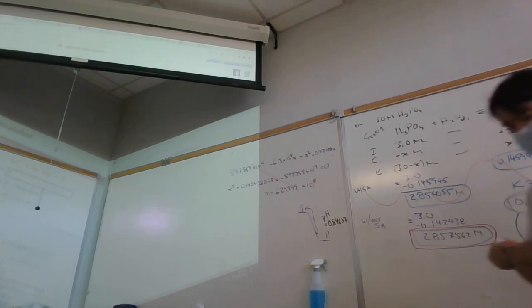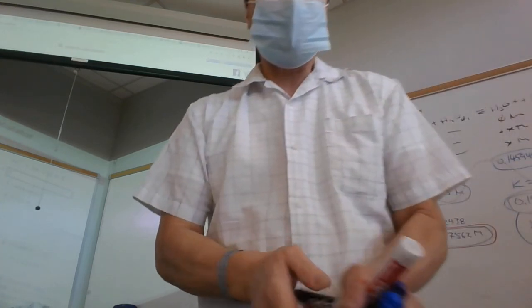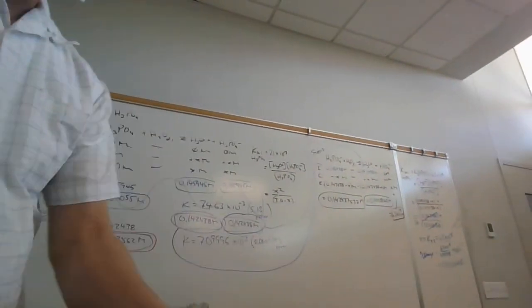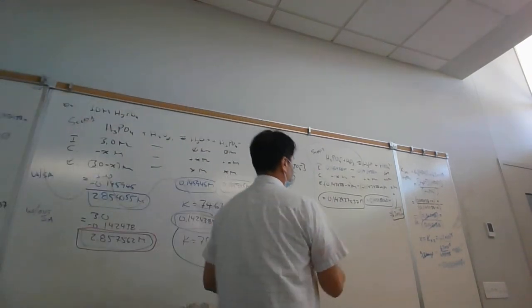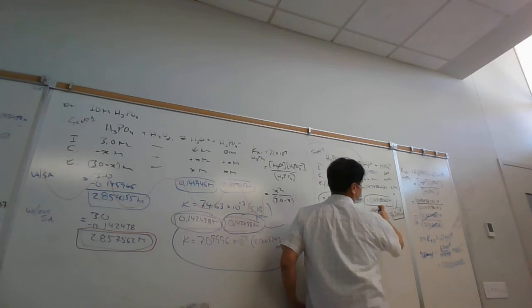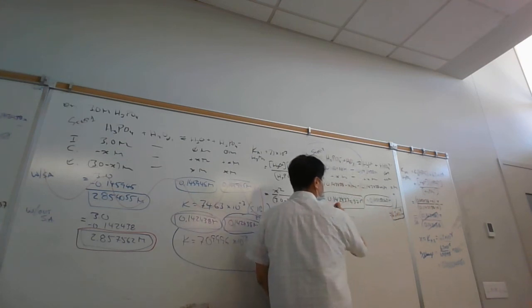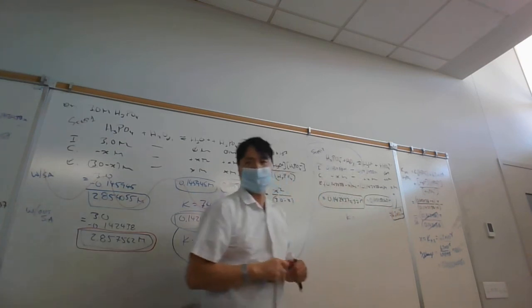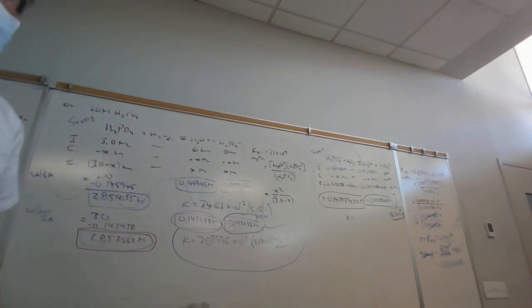Okay, let's double check our calculation by calculating K. If we double check, it's going to be the hydronium times the monohydrogen phosphate divided by the dihydrogen phosphate. Let's do that here.